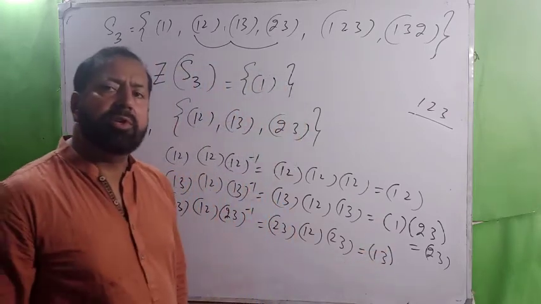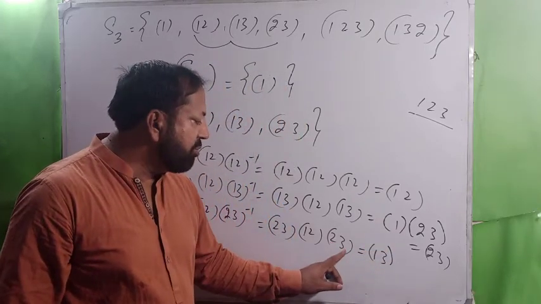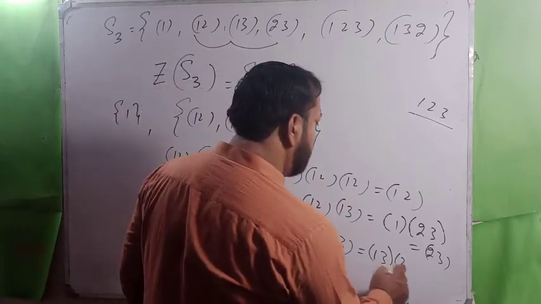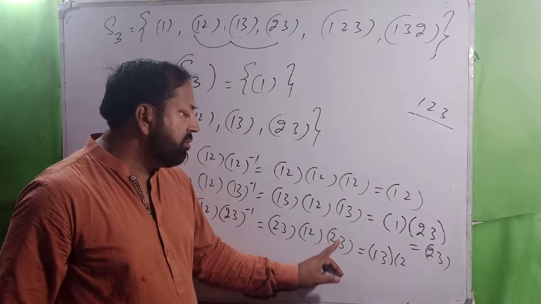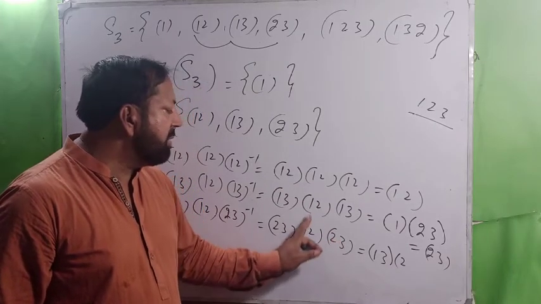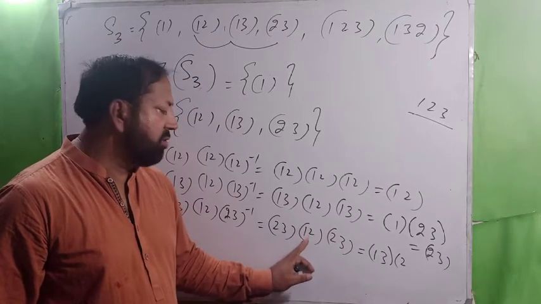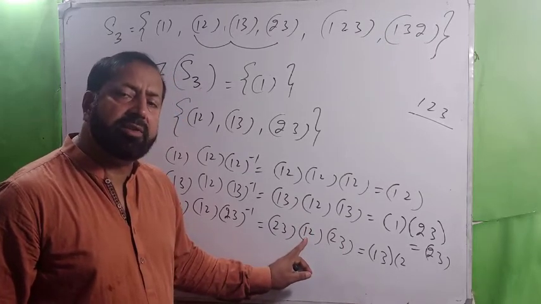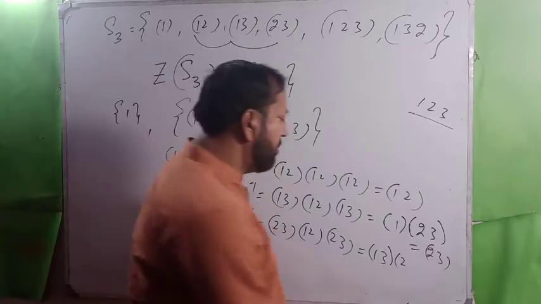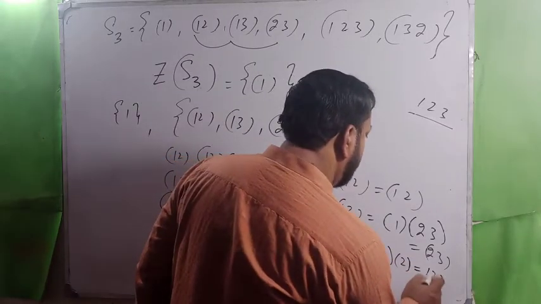Now see 2. What is the value of 2? 2 is mapped onto 2, 2 is mapped onto 3, and 3 is mapped onto 3. Here 3 is missing, so 3 is a fixed point. Then 3 is mapped onto 2, so 2 is mapped onto 2. This is equal to (1 3), right?